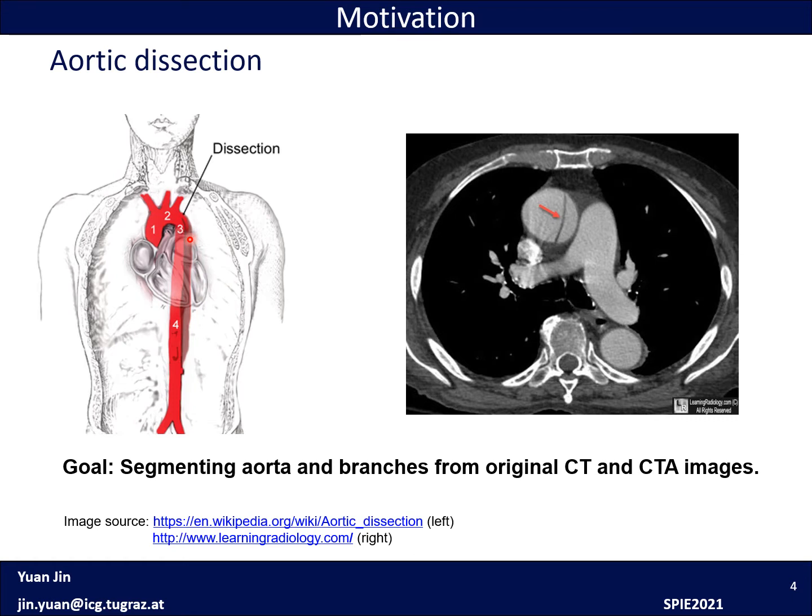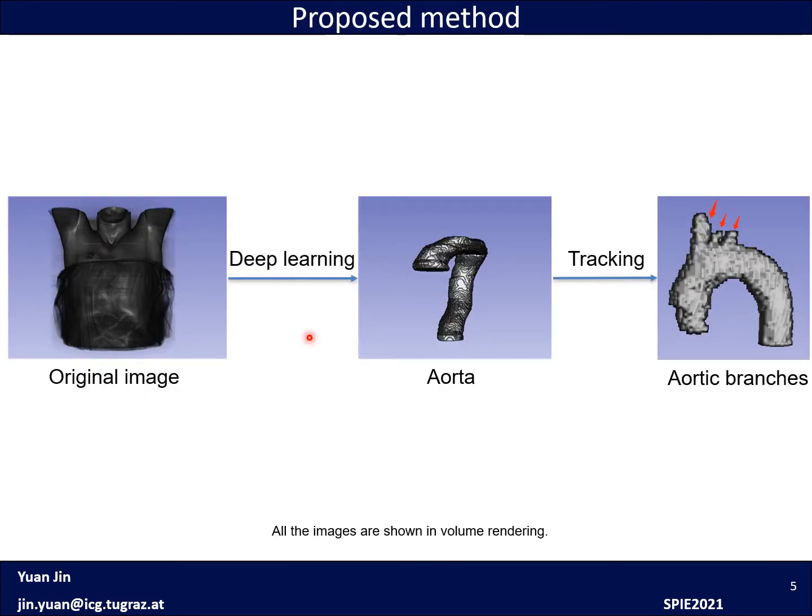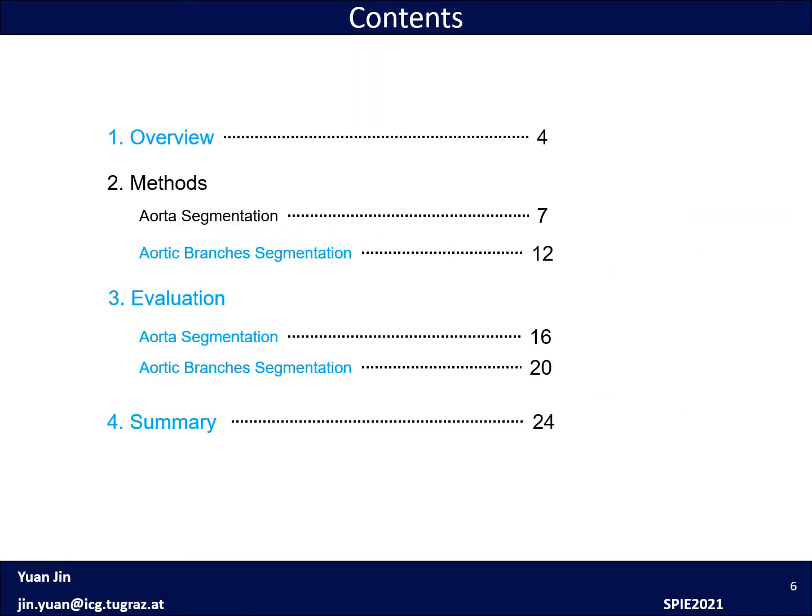The goal of our work is segmenting aorta and branches from original CT and CTA images to help the clinical treatment. Our proposed method is a combination of deep learning algorithms and tracking algorithms. The first part is the aorta segmentation.